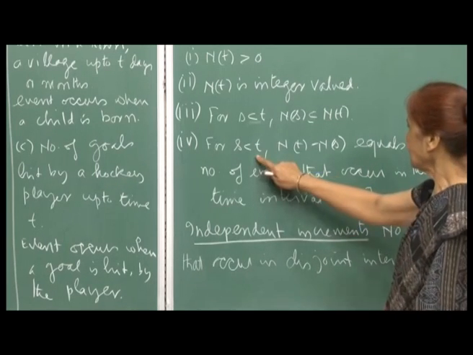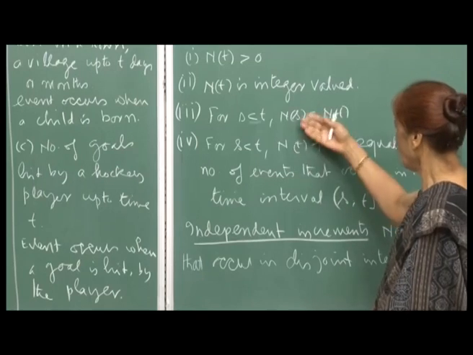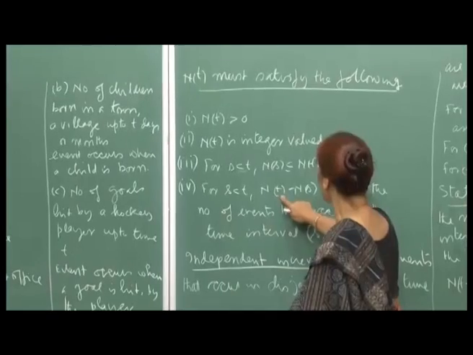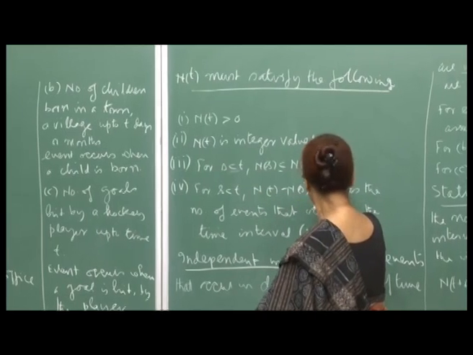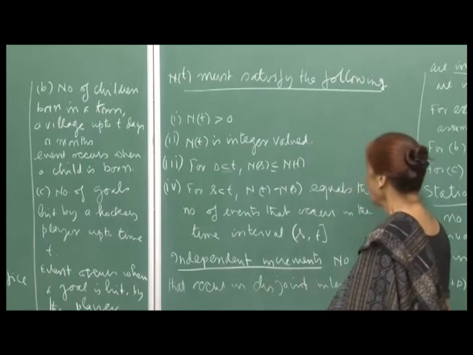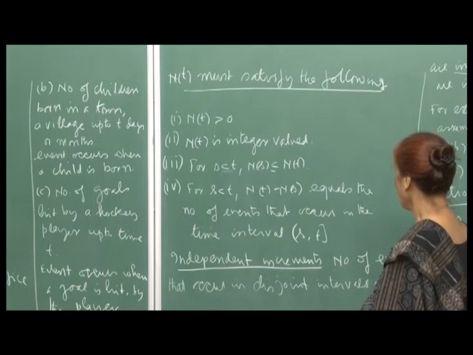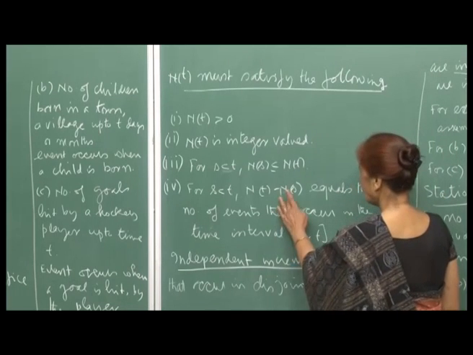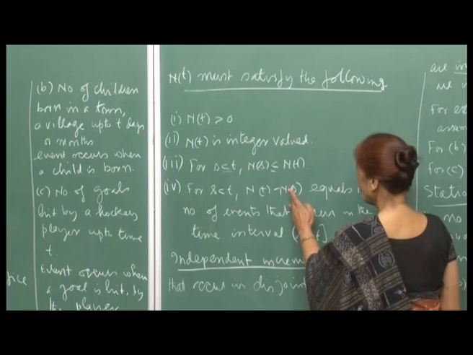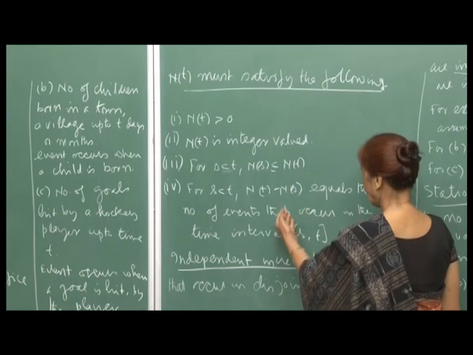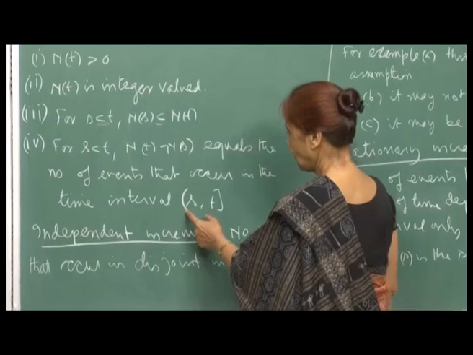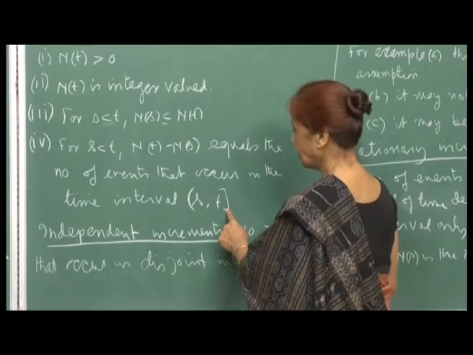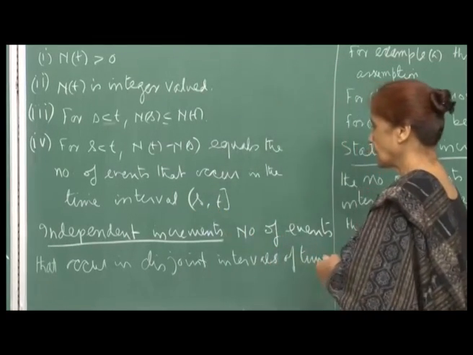For s less than t, if you take the difference, N(t) minus N(s) equals the number of events that occur in the time interval (s, t]. Here, N(s) counts the events up to time s, and after s you start counting the events that take place up to t. So this interval is open at one end and closed at the other, (s, t].